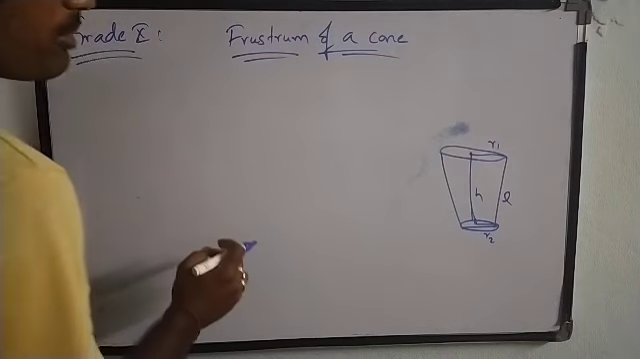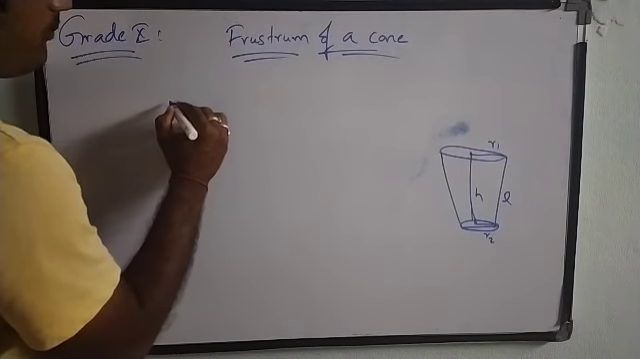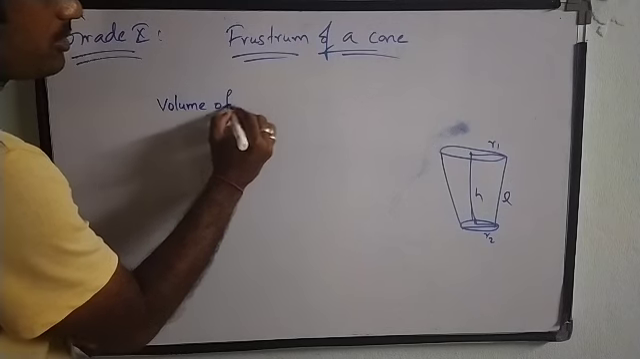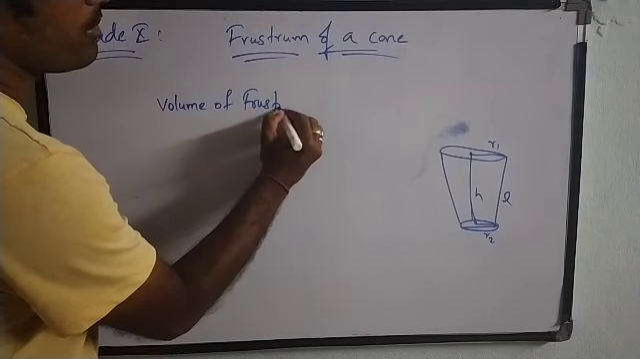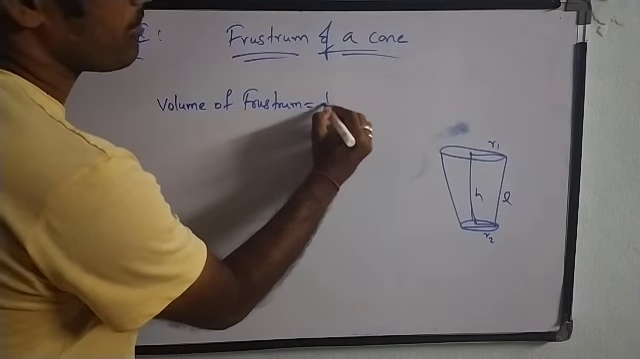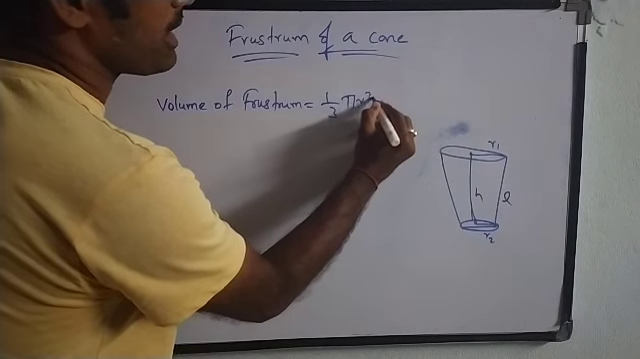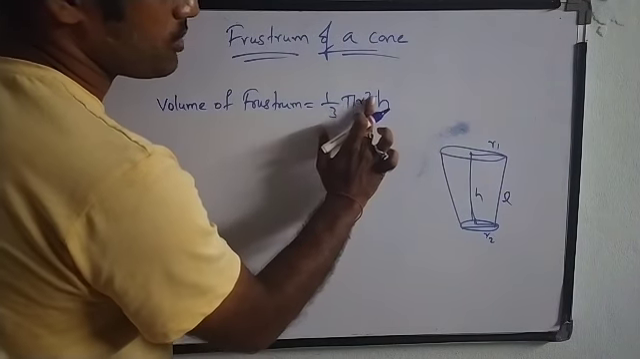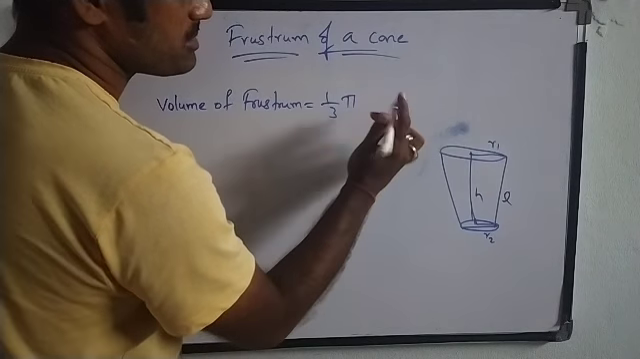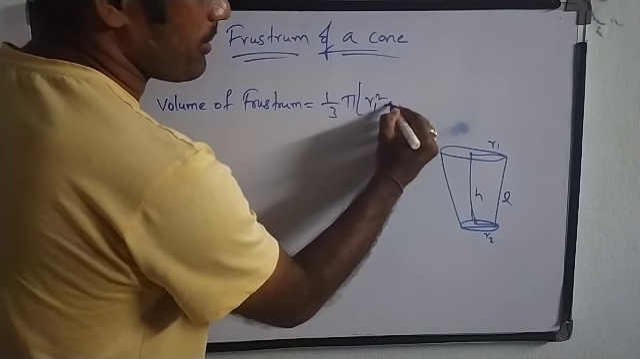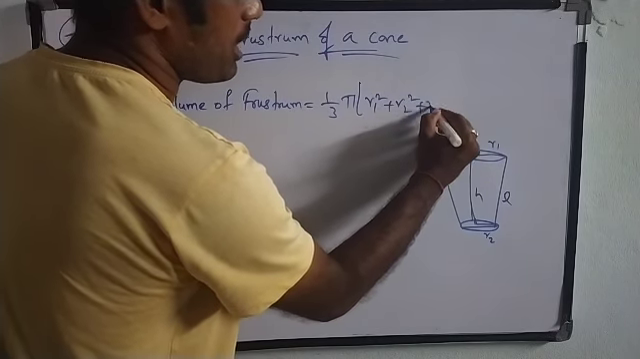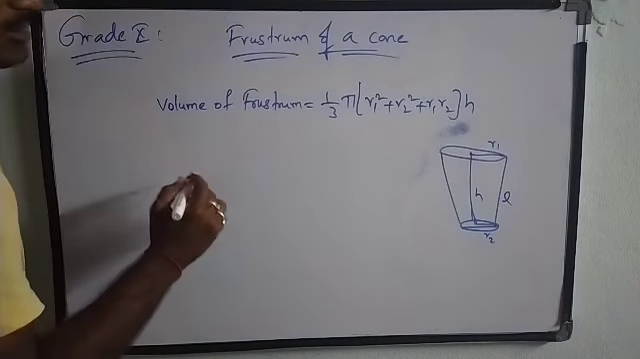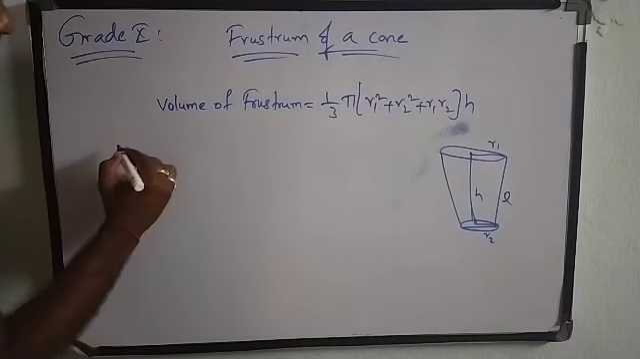In this frustum of a cone, we have first the volume of the frustum. The volume of the frustum formula is 1 by 3 pi r square h, which is generally the formula for the cone. In place of r square, we are going to write r1 square plus r2 square plus r1 into r2, times h. So that is the volume of the frustum.